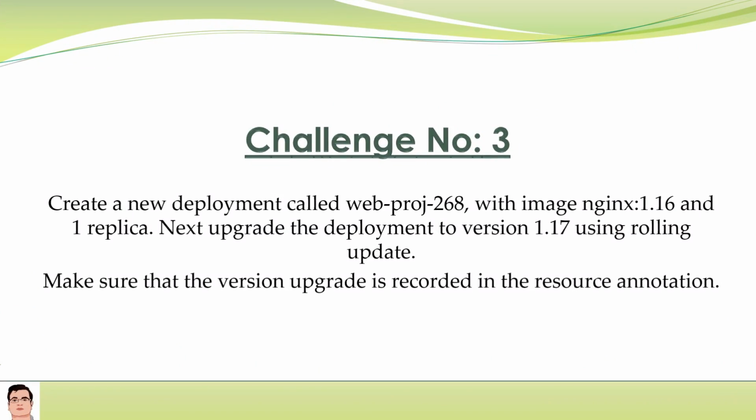Now challenge number three. You have to create a new deployment. The deployment name will be web-project-268. You have to use the image nginx with the tag 1.16, and the replica should be 1. Next, you need to upgrade the deployment to version 1.17 using rolling update. Make sure that the version upgrade is recorded in the resource annotations. You have to record the information so that you have the proper history maintained of what you did in the upgrades.